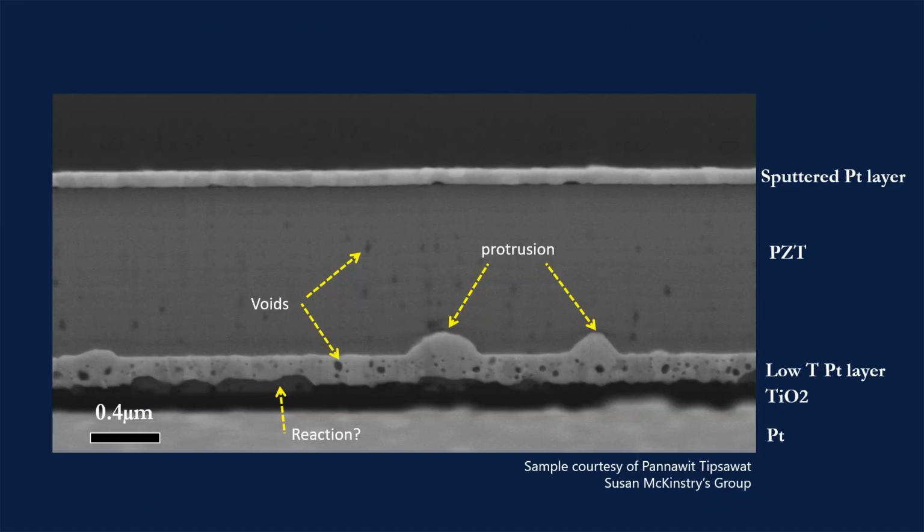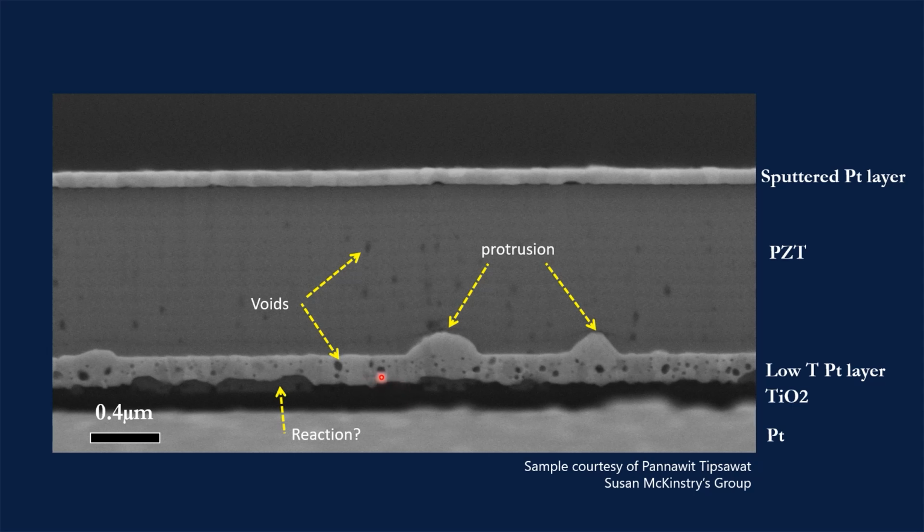This is what I got. I was amazed by the details I could see. This is the PZT stack. This is the sputtered top platinum electrode. And this is the low temperature platinum bottom layer on top of SiO2.